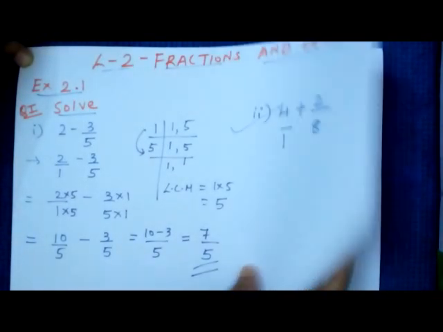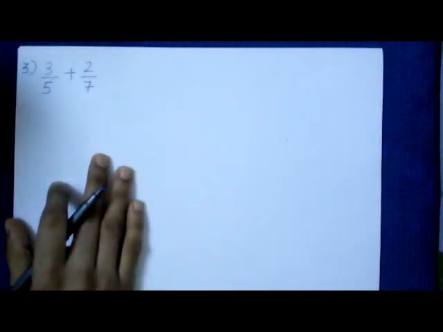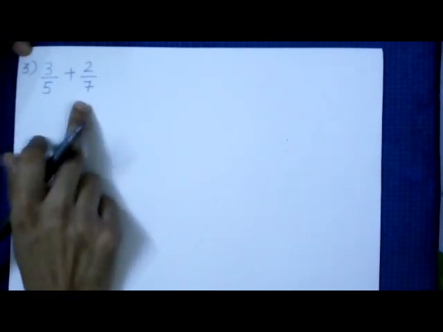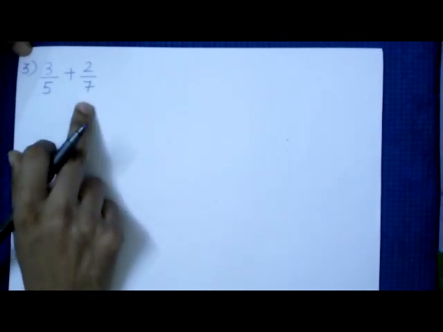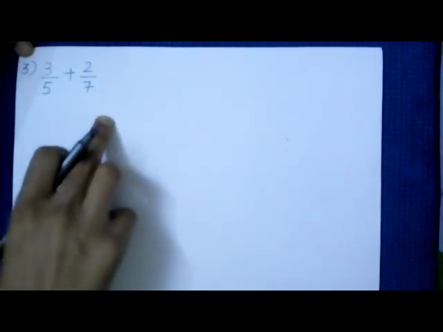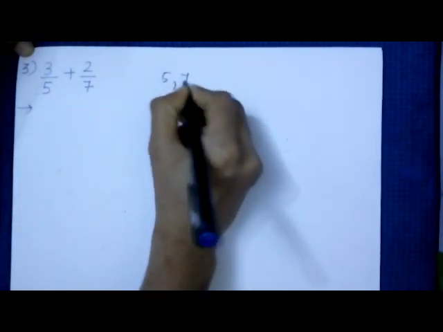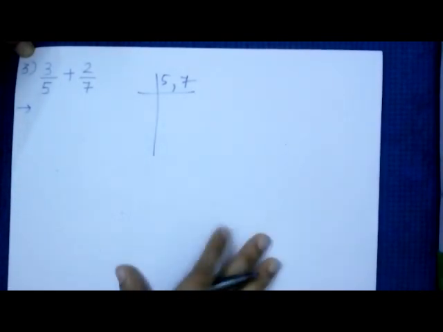Now moving ahead with the third question. This is our third question: 3 upon 5 plus 2 upon 7. Now the denominators are given and both are different. So how to do this? Here we will take out the LCM of 5 and 7. You will first have to make the denominators the same. So 5 and 7, take out the LCM.